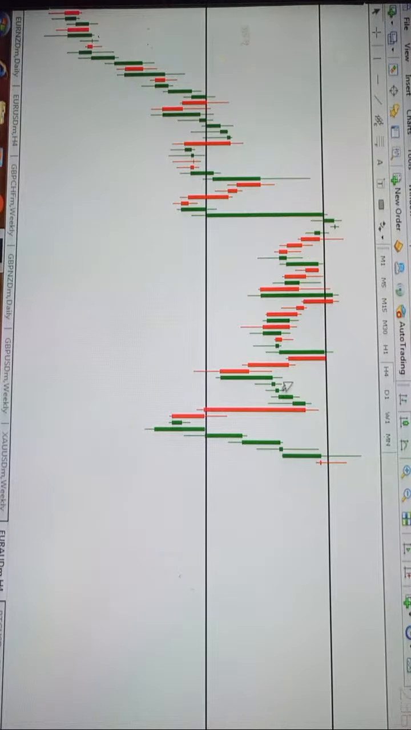You can see that price is respecting this zone. You can see this rejection candle. So let's see if price will still respect this zone. I'm just trying to give you a simple, clear picture about this.